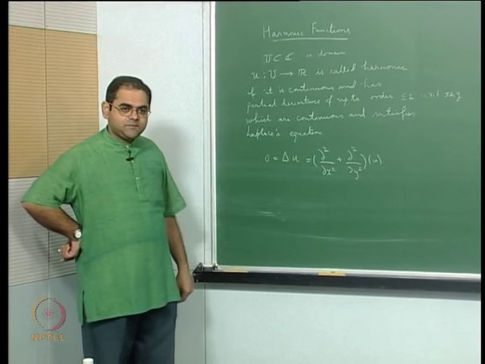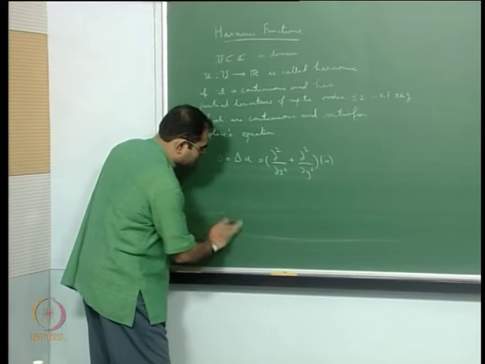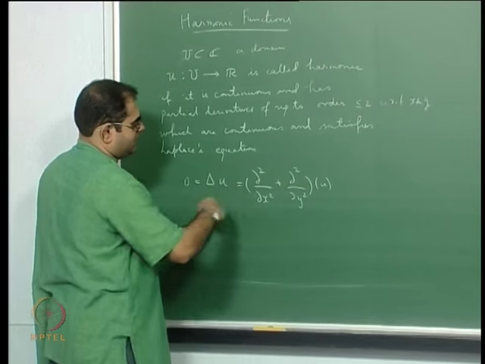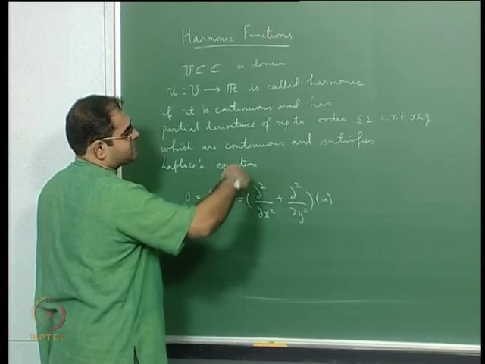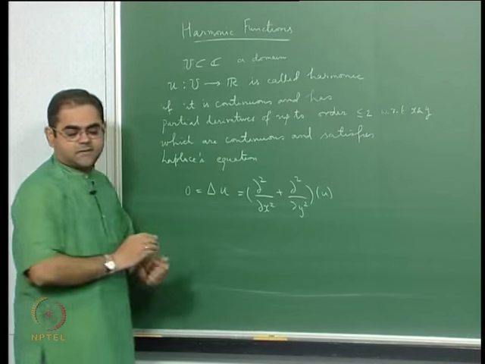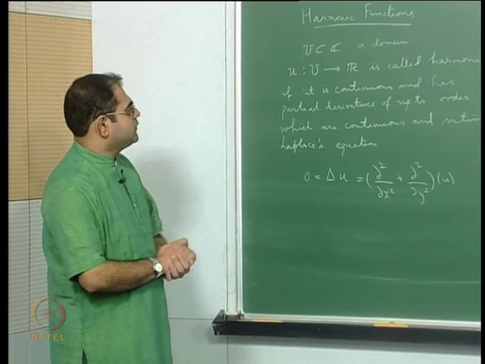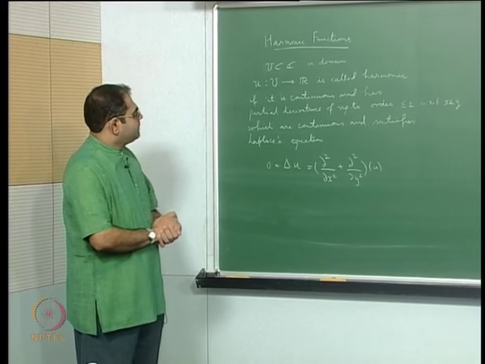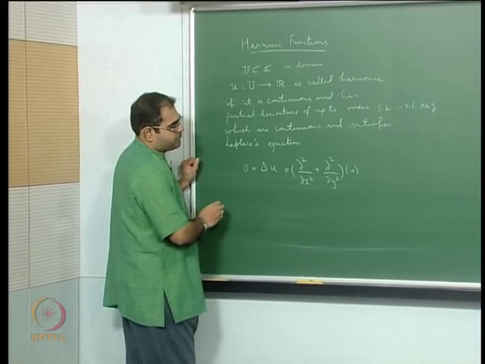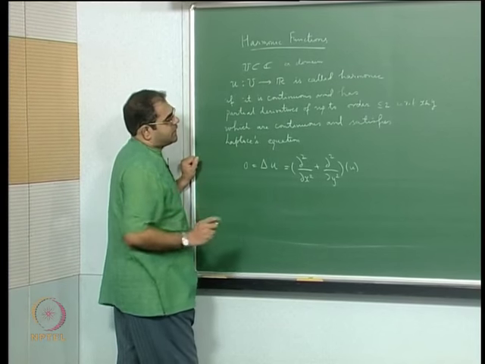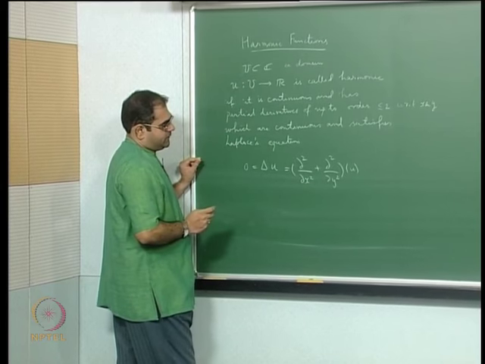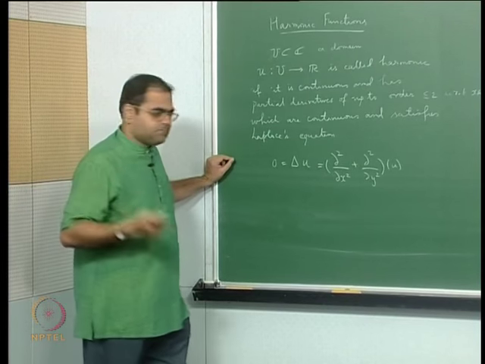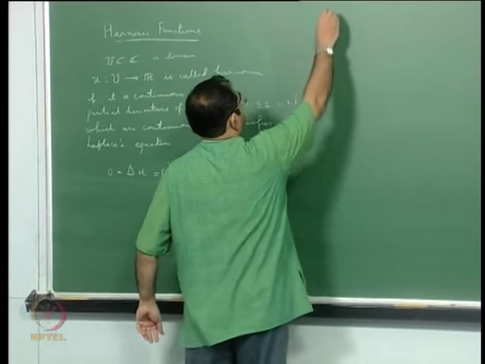That's the reason. Okay. So what you must remember is that this condition that we have put, that u satisfies Laplace's equation, and all these partial derivatives exist up to order 2 and they are continuous, is a rather weak condition, okay. Now for such harmonic functions, they have a very important property that's called the mean value property, okay. So I'll explain what this mean value property is.